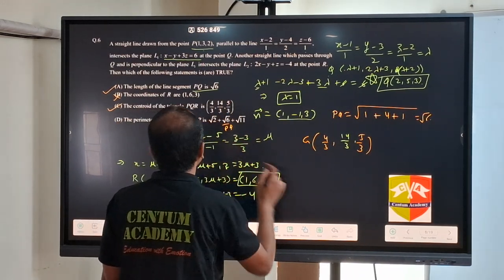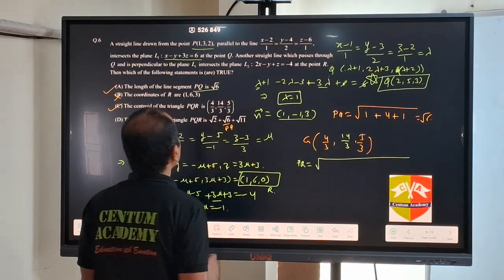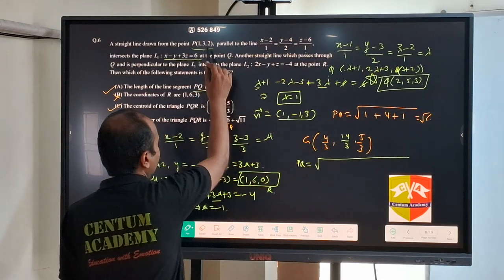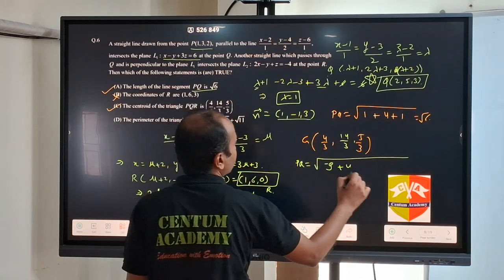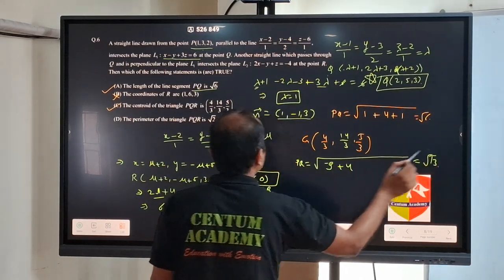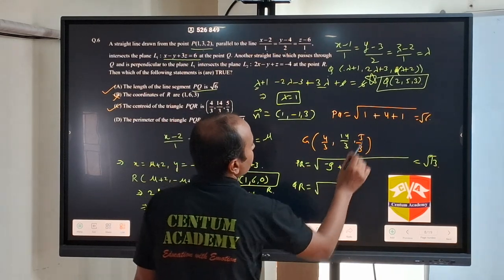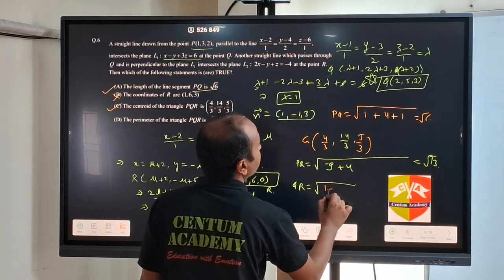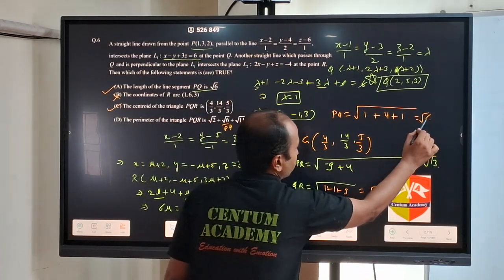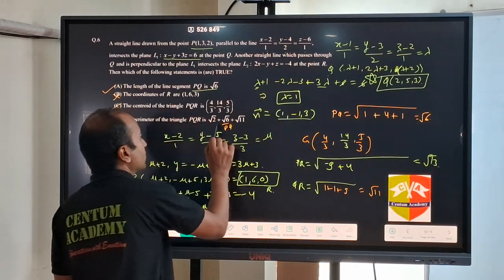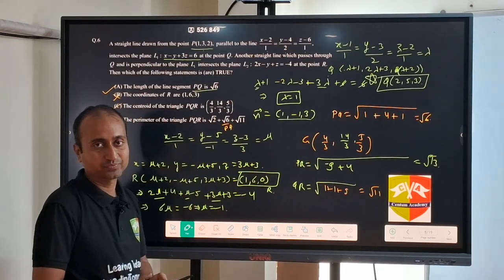Let us quickly find PR and QR. My length PR is square root of how much? This is P, this is R. So 1 minus 1 is 0, 6 minus 3, 9 plus 4. This is root 13. By the way, root 13 doesn't feature anywhere. And my length QR. QR is how much? 1 plus 1 plus 9. So this is root of 11. So the perimeter is root 6 plus root 13 plus root 11. So this is again false. So the only correct options are A and C.